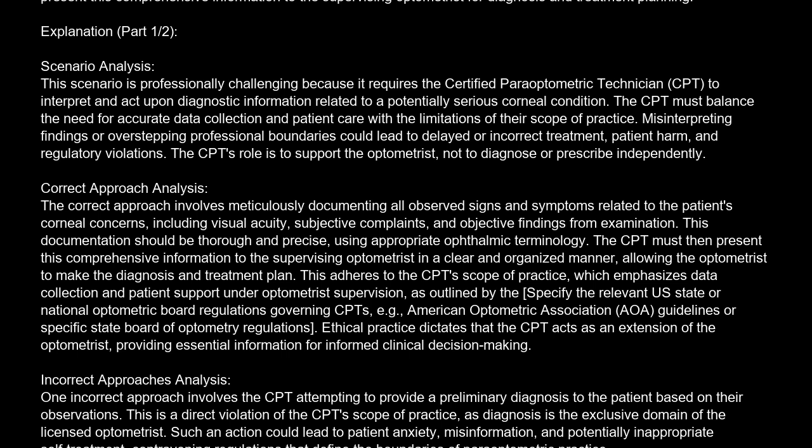Correct approach analysis. The correct approach involves meticulously documenting all observed signs and symptoms related to the patient's corneal concerns, including visual acuity, subjective complaints, and objective findings from examination. This documentation should be thorough and precise, using appropriate ophthalmic terminology. The CPT must then present this comprehensive information to the supervising optometrist in a clear and organized manner, allowing the optometrist to make the diagnosis and treatment plan.